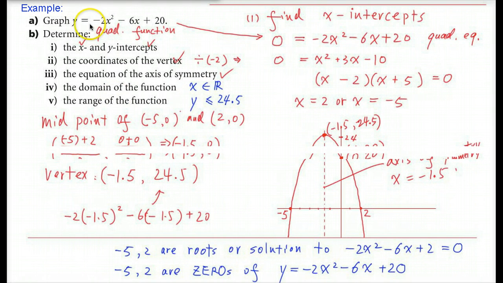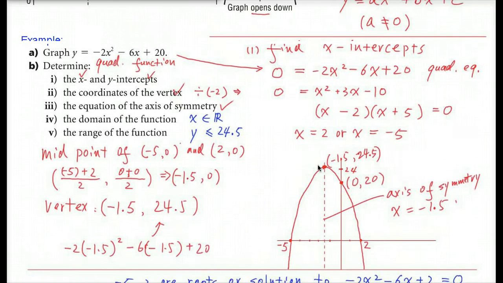Okay, so now let's look at this example. We're asked to graph this quadratic function. First of all, let's try to find out the x-intercepts. Of course, the graph is already drawn here, you can take a look at.